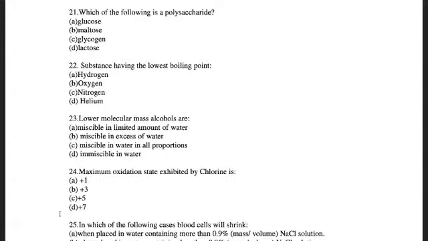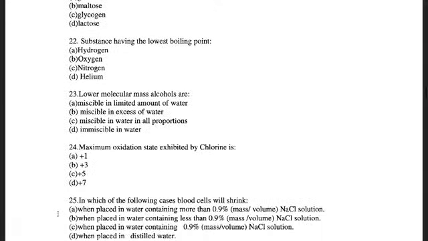Question number 25. In which of the following cases will blood cells shrink? A. When placed in water containing more than 0.9% mass per volume NaCl solution. B. When placed in water containing less than 0.9% mass per volume NaCl solution. C. When placed in water containing 0.9% mass per volume NaCl solution. D. When placed in distilled water.